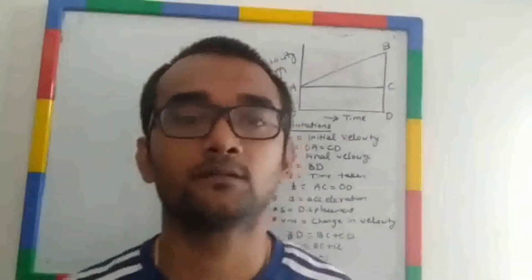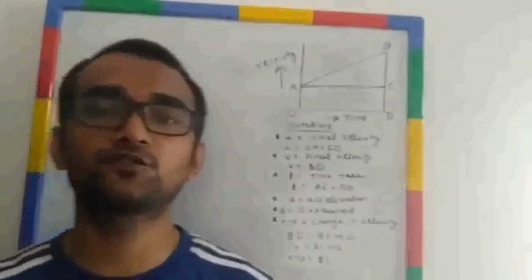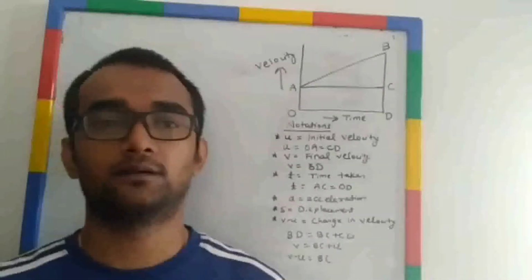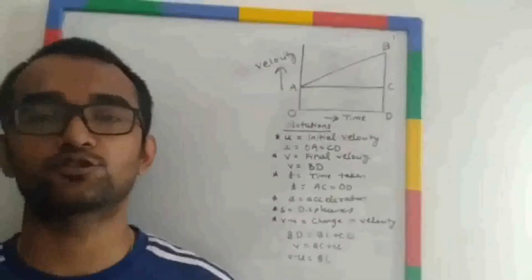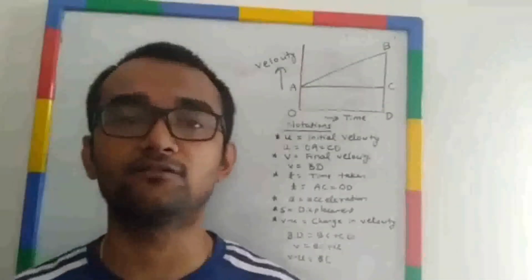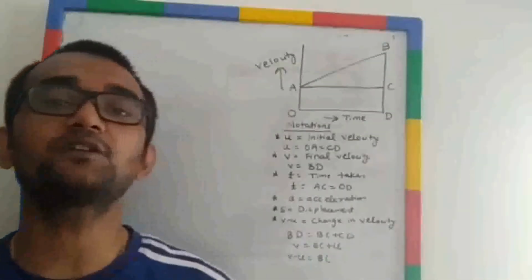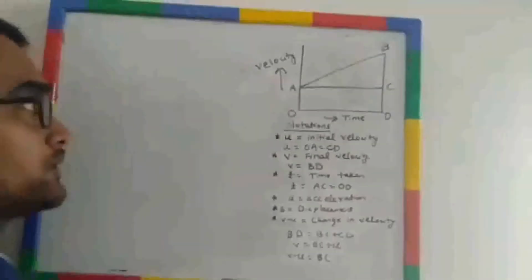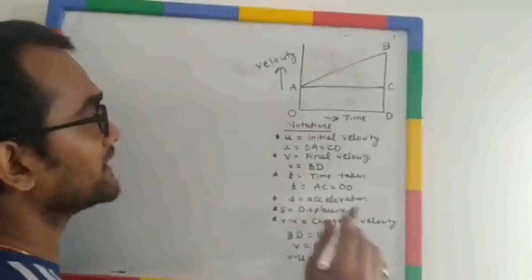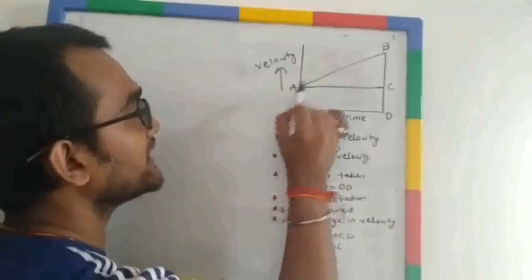After deriving the first equation of motion, we will switch on to the derivation of the second equation of motion. In the derivation of the second equation of motion, we should know that in a velocity time graph, the area under the graph represents displacement of the object. So, the area under the graph will be the area OABD.